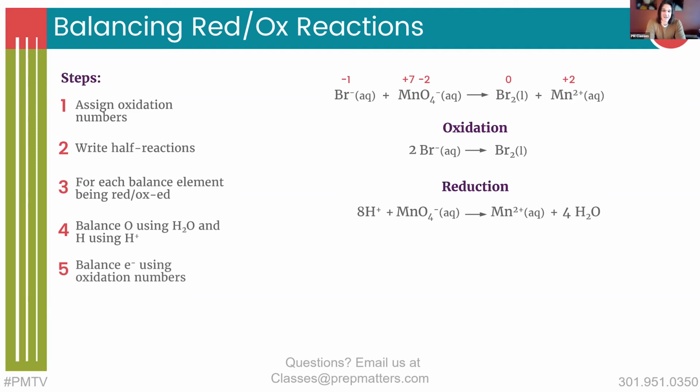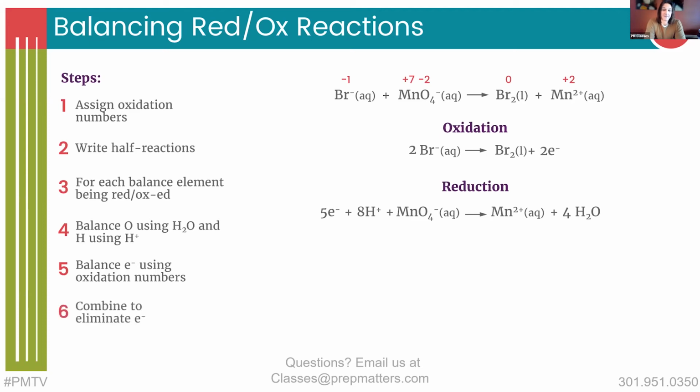And here's a nice little check. So bromine went from -1 to 0. So that means 1 electron, right? But there are 2 of them, so I add 2 electrons. Manganese here went from +7 to +2, so that's a total change of 5, so it must have gained 5 electrons. Awesome. So now I have perfectly balanced half reactions.